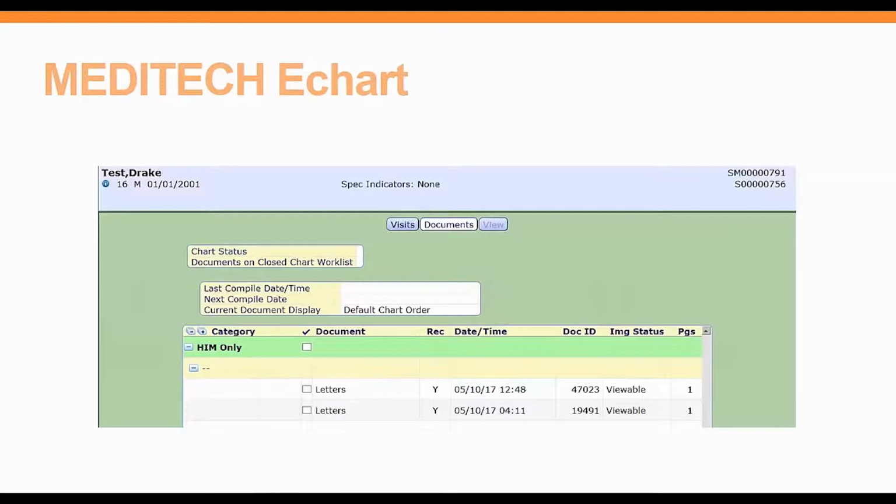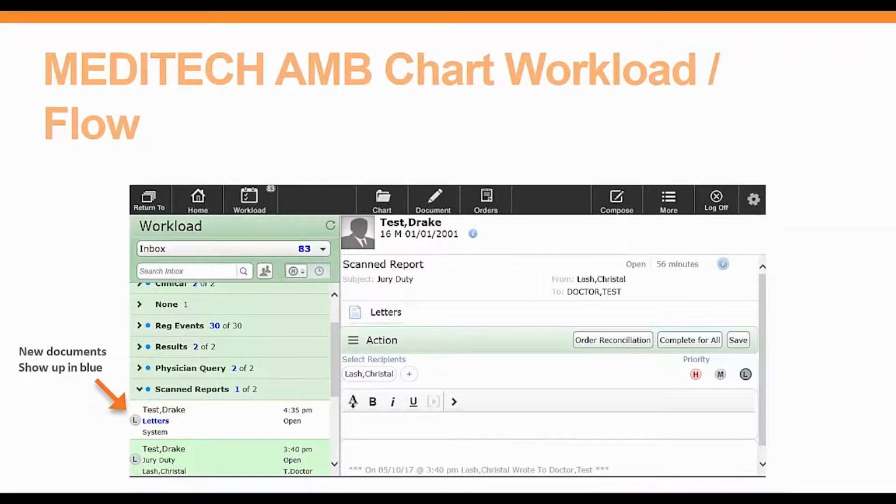This is just an example of what it would look like in the actual e-chart in the inpatient record. If something comes through, you can see the document show up as a viewable document that you can look at in the chart. In the web ambulatory piece, it comes in and looks like this. It pops in as part of the workload, shows up in blue, and tells you who it was sent to. In this case, it was sent to Crystal Lash. At this point, they can take that document and decide how they want to route it.